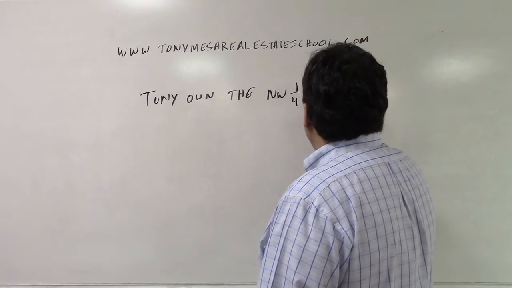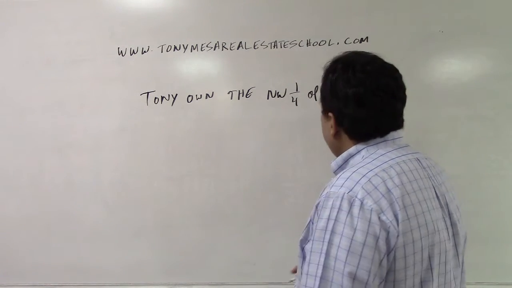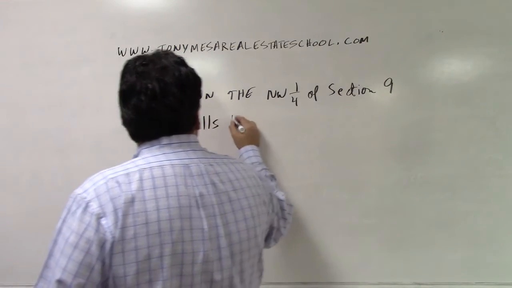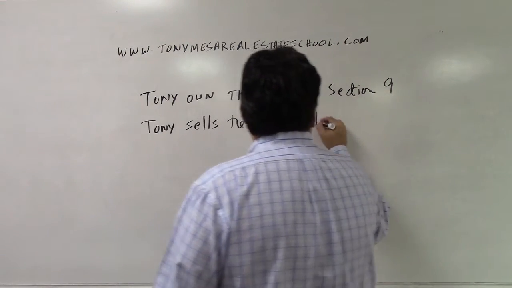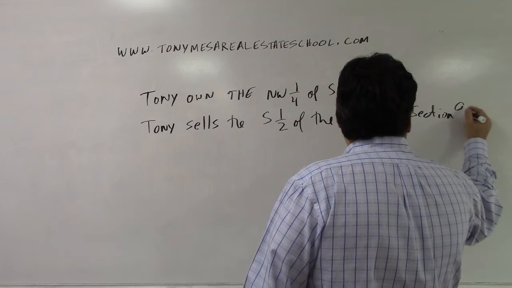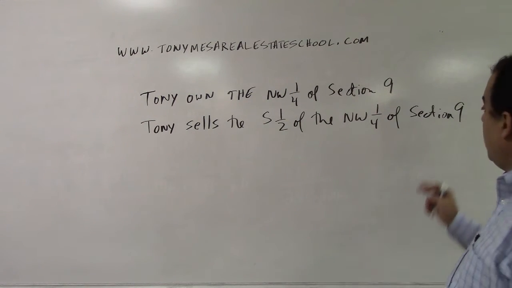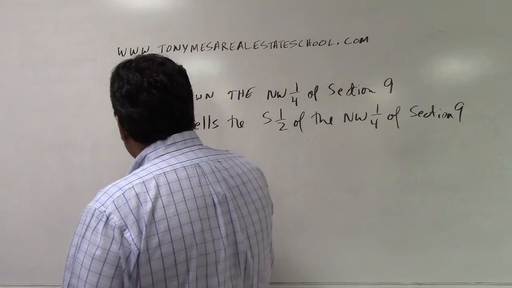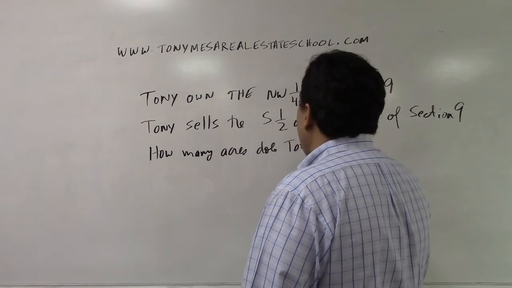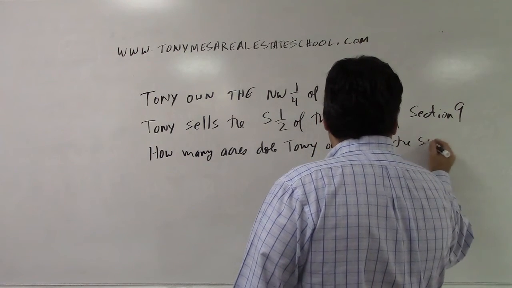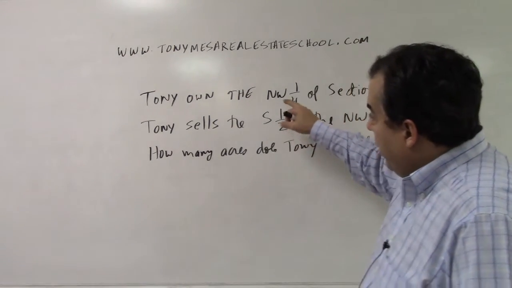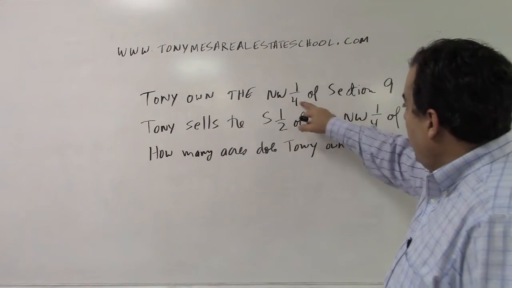northwest quarter of section 9, right? And then Tony sells the south 1/2 of the northwest quarter of section 9, right? I hope you guys can see that all the way at the end here. And then how many acres does Tony own after the sale? That's the question. How many acres do I own after the sale? Now, look, what's going on here is they are mentioning 2 times the northwest quarter of section 9, right?